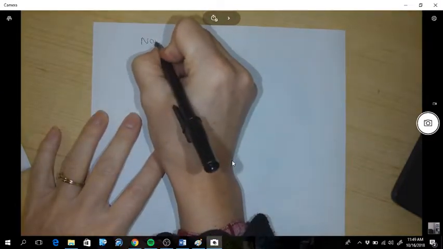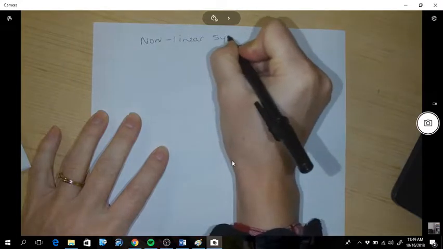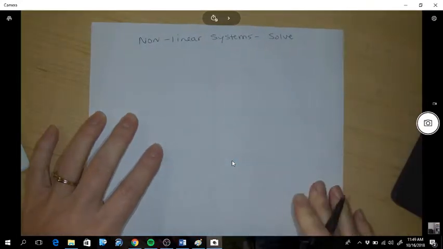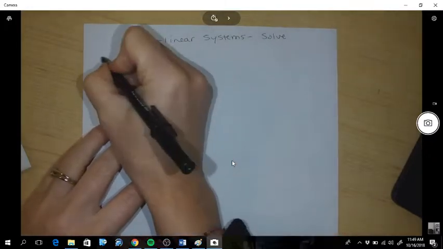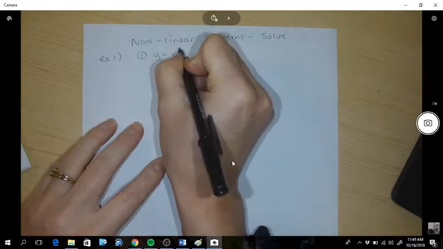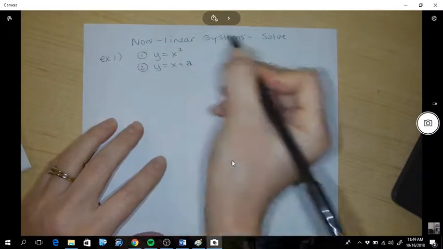Okay, today we're going to solve nonlinear systems. Okay, so here's an example. You have two equations, y equals x squared and y equals x plus 2.